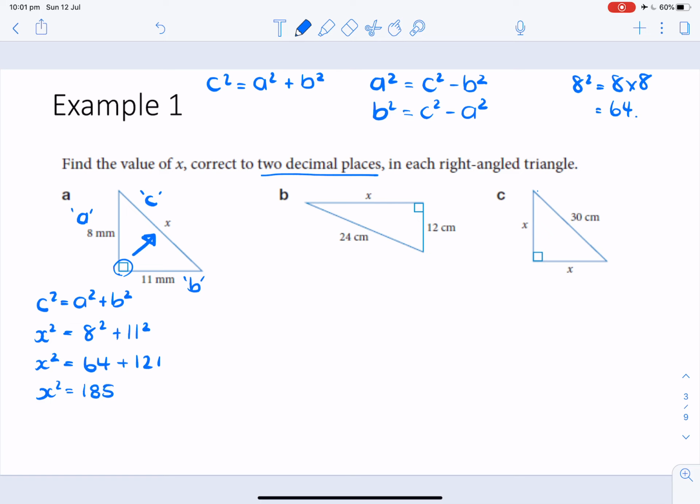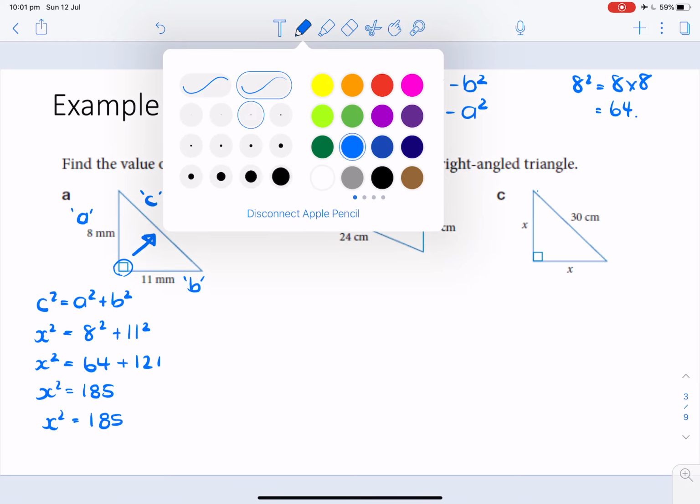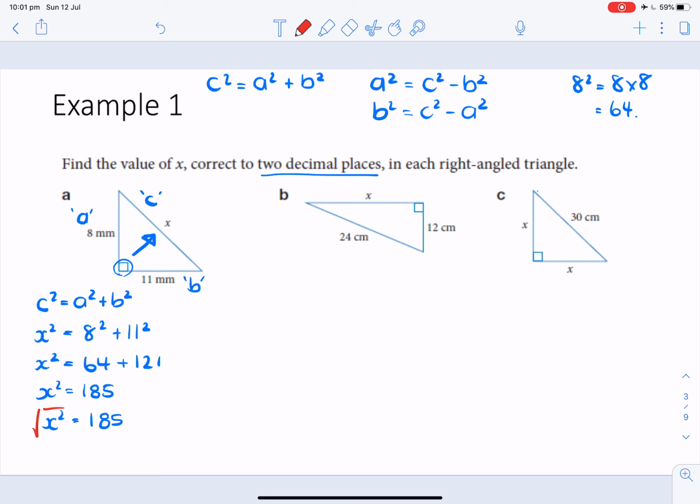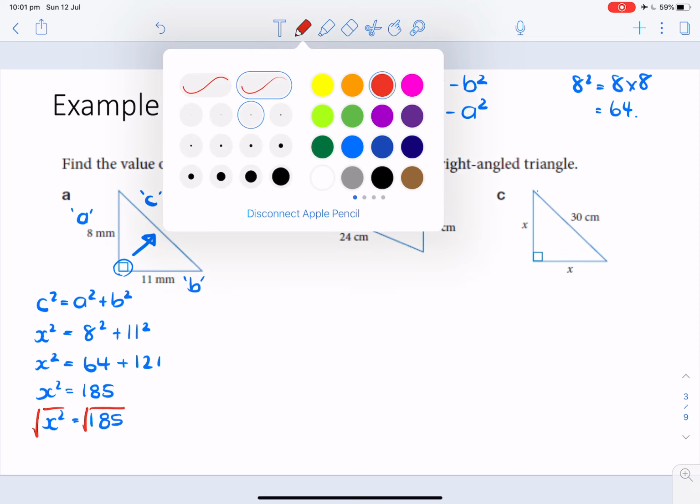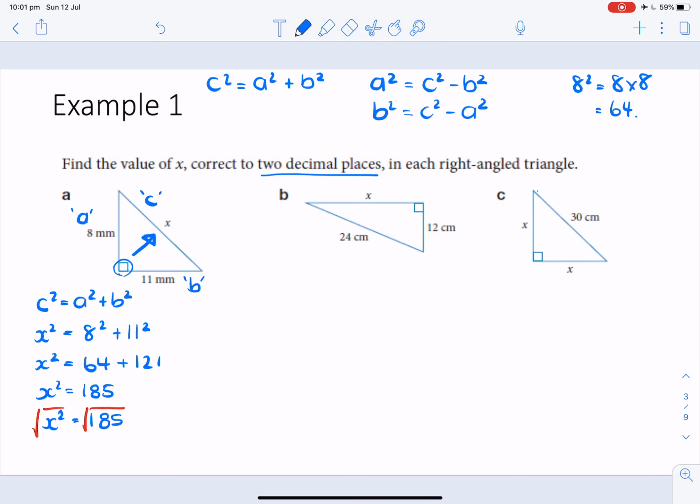Now, in order for me to get rid of that squared sign, I need to square root both sides. So x squared equals 185, and I'm going to square root both sides. My pen's a little bit touchy today. And I end up with x is approximately 13.6 millimetres. Now the question asks me for 2 correct decimal places, so I'm going to put 13.60.